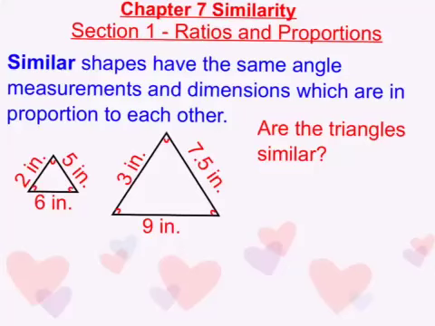Chapter 7, Similarity. Section 1, Ratios and Proportions. Similar shapes have the same angle measures, so the angle measures are all congruent to the corresponding angles in the other triangle. And the dimensions are in proportion to each other.